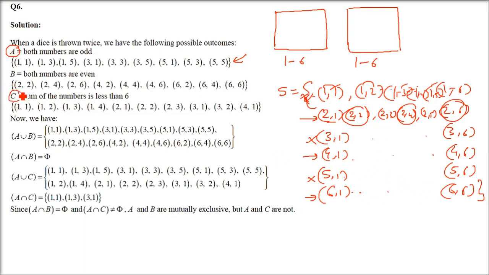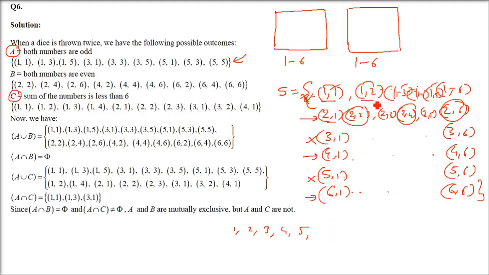Now coming to C. Sum of the numbers is less than 6. Less than 6 means the sum can be 2, 3, 4, 5. It cannot be 6. 6 is not included. Less than 6.